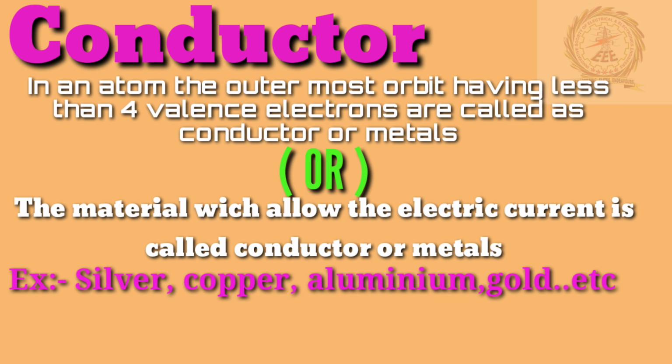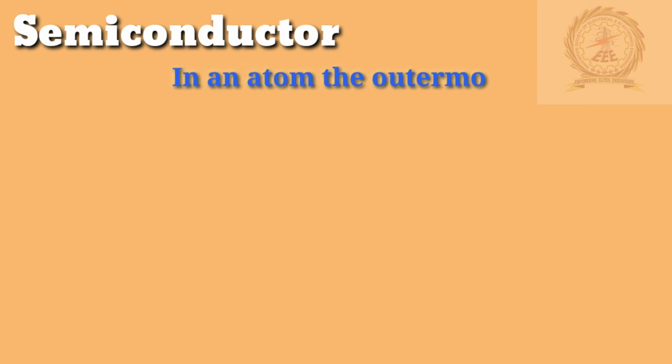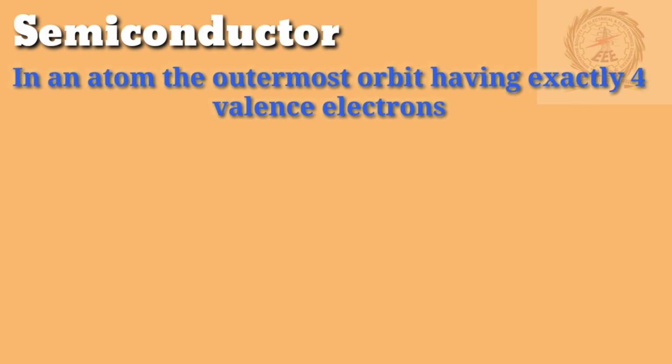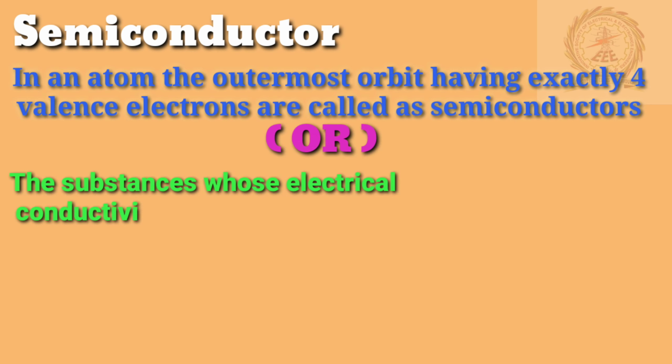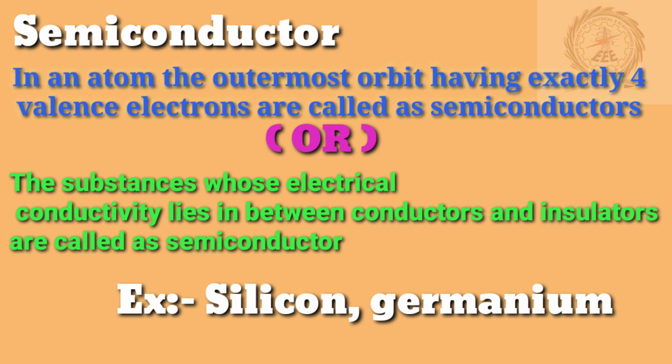These are all good conductors. Here silver is the best conductor. Next, semiconductor. In an atom, the outermost orbit having exactly 4 valence electrons are called semiconductors. We can also define it another way: the substances whose electrical conductivity lies in between conductors and insulators are called semiconductors. Examples are silicon, germanium.